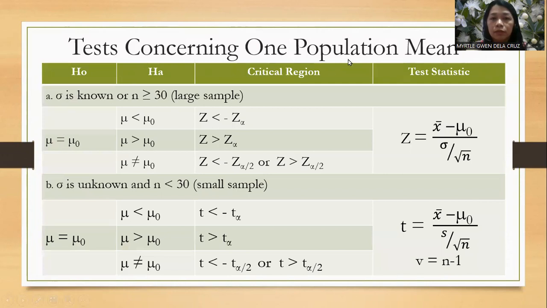So for tests concerning one population, we either use a z-test or a t-test. We use a z-test if our population standard deviation is known or the sample size is large, that is, n is greater than or equal to 30. And if the standard deviation of the population is unknown and our sample size is small, that is, n is less than 30, then we use a t-test.